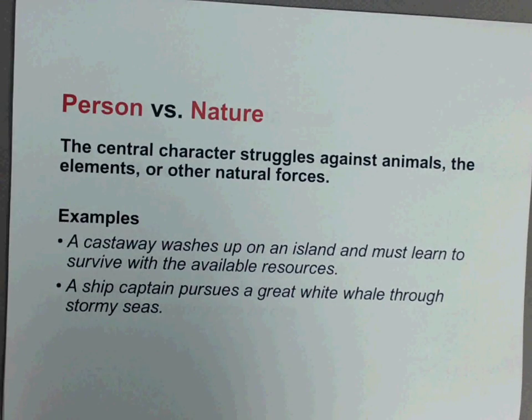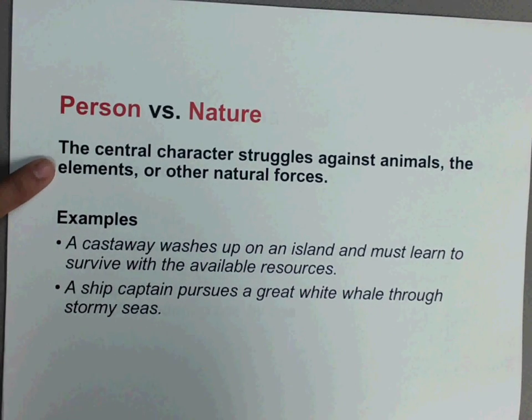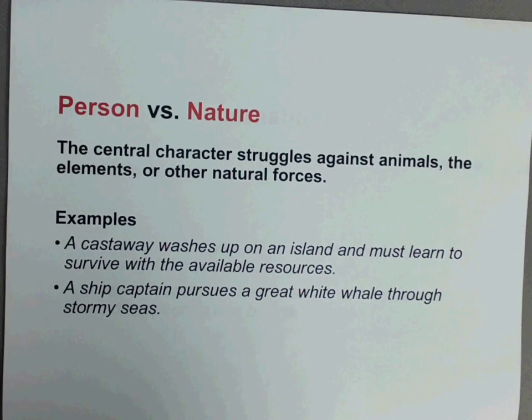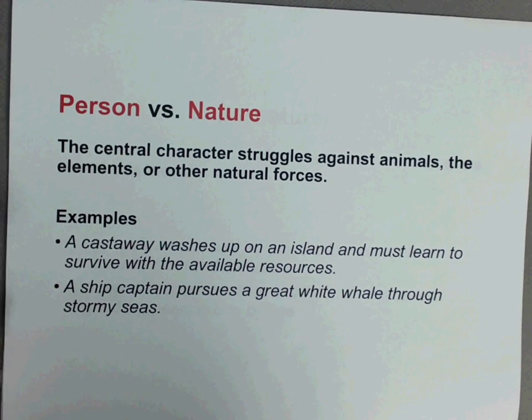Person versus nature. The central character struggles against animals, maybe the elements of nature, or other natural forces. So that could even include earthquakes, hurricanes, tornadoes, anything like that. For example, a castaway washes up on an island and must learn to survive with the available resources. So the castaway against living on an island by himself. A ship captain pursues a great white whale through stormy seas. So a captain against a whale.